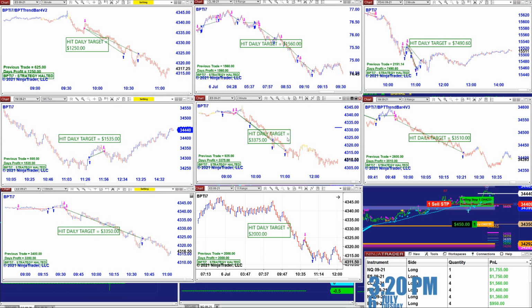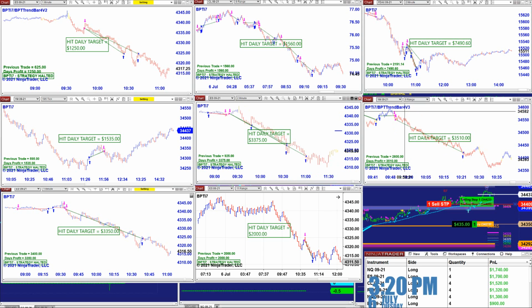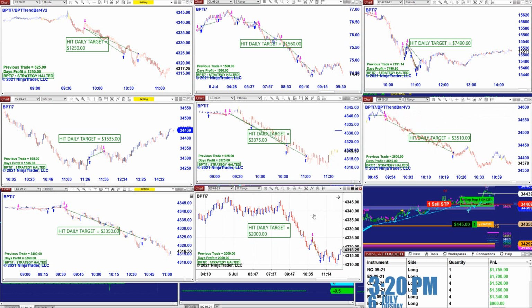ES 2 minutes, 3,300. Also this one, a cute one. Small trade, losing trade, small one. And then 3,375 on the 2 minutes, 8 range, 11 range, and 1 minute.